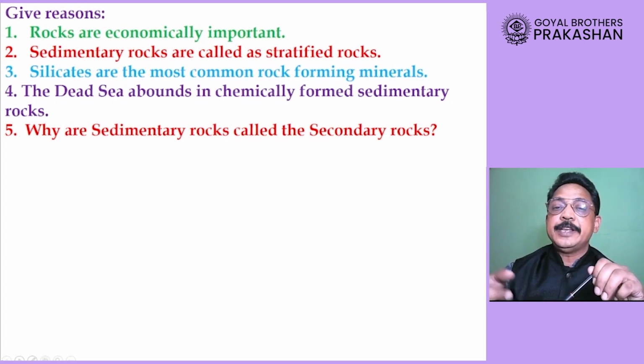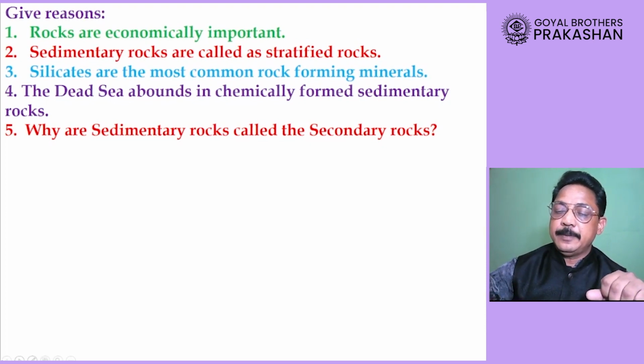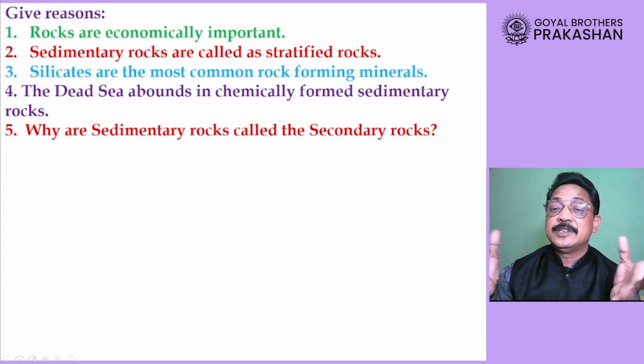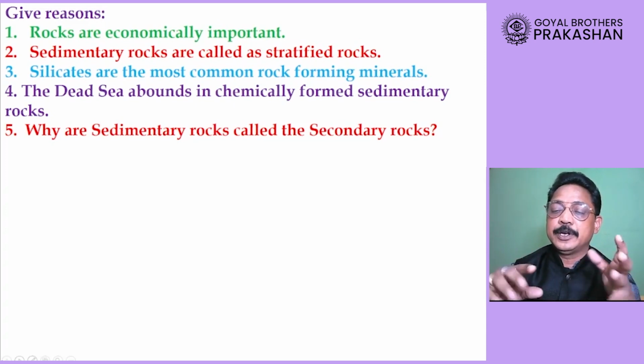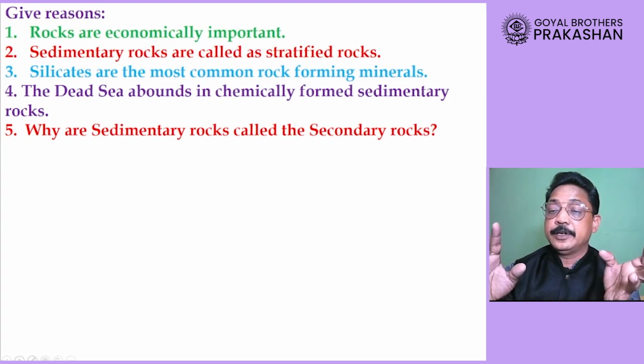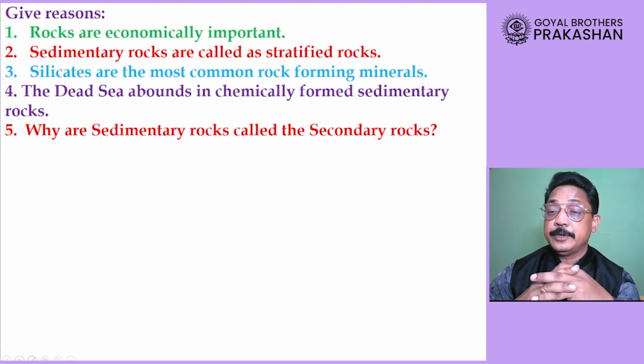Question 3: silicates are the most common rock forming mineral. Dear student, please remember that in the earth's crust, oxygen is present almost 47% and silica is present in 28%. And when the minerals combine with oxygen and silica, they form silicates. Because the proportion, 47 plus 28%, itself makes a total of almost 75%. Therefore, maximum minerals are silicates.